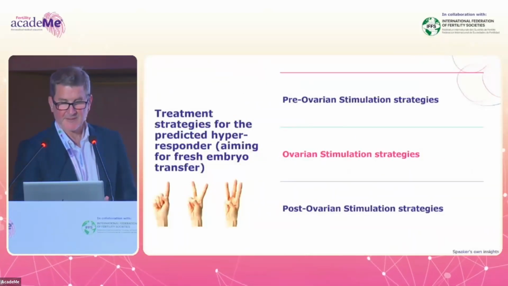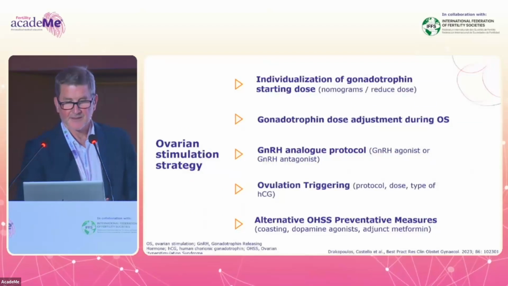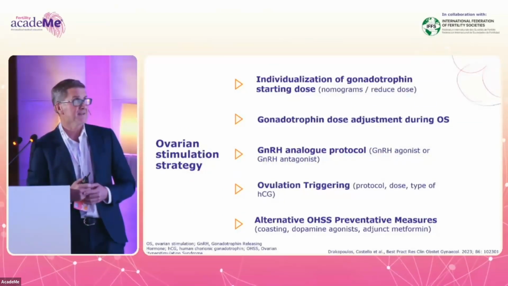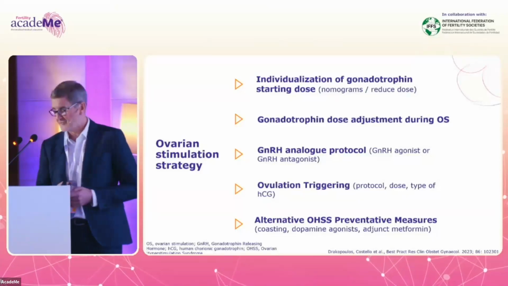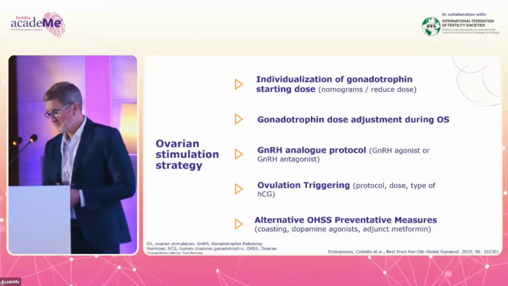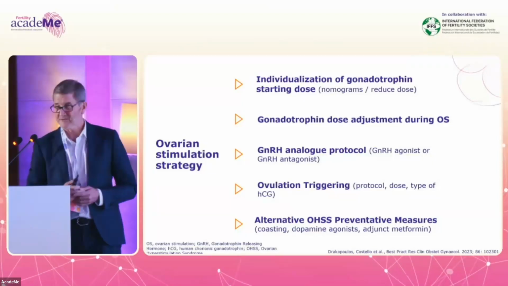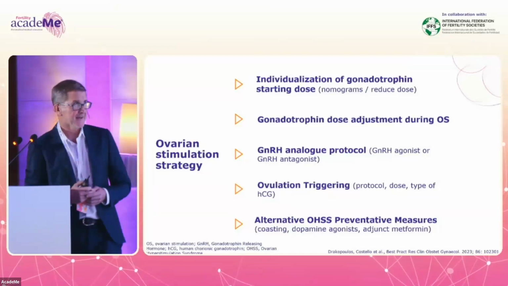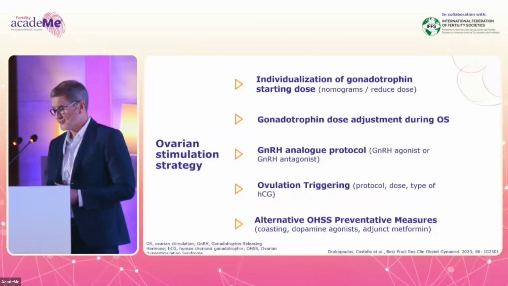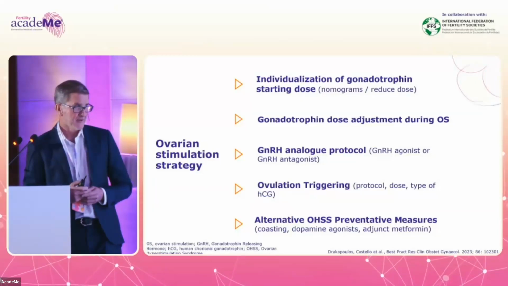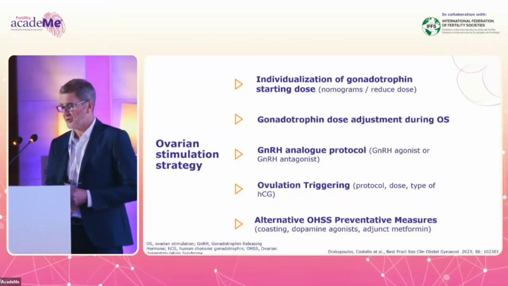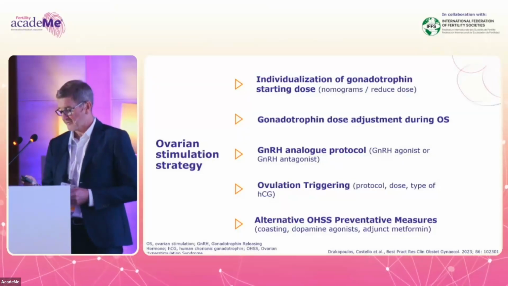Moving on to ovarian stimulation strategies. These can include individualising the gonadotrophin starting dose, either by reducing the dose or using nomograms. We can use dose adjustment during ovarian stimulation. We can look at which is the best protocol to use, agonist or antagonist. Look at the types of ovulation triggering to use, and also consider alternative OHSS preventative measures such as coasting, dopamine agonists or adjunct metformin.